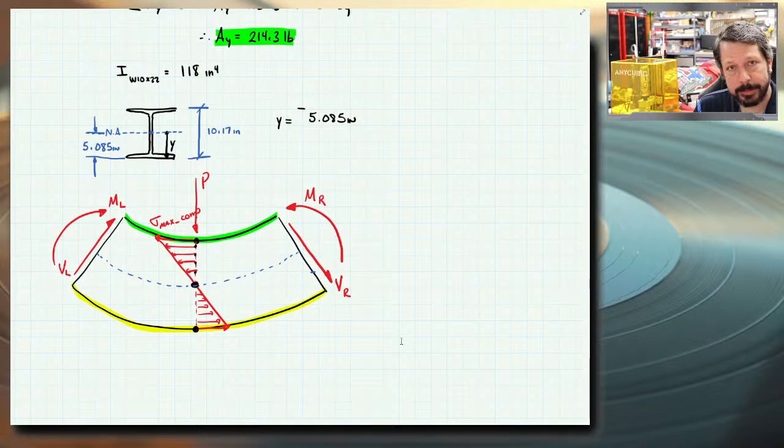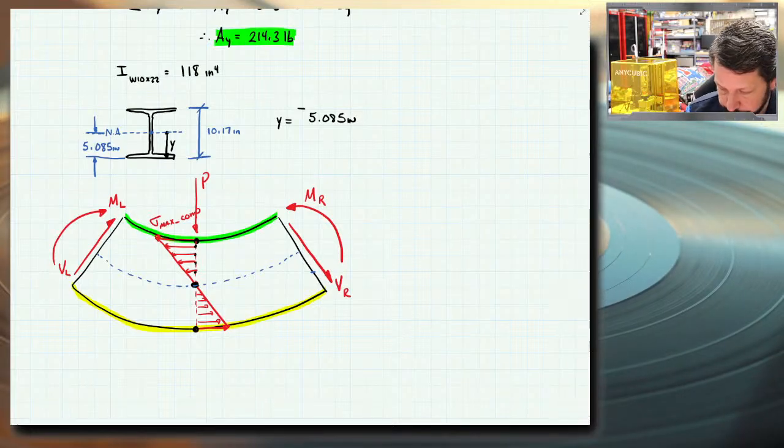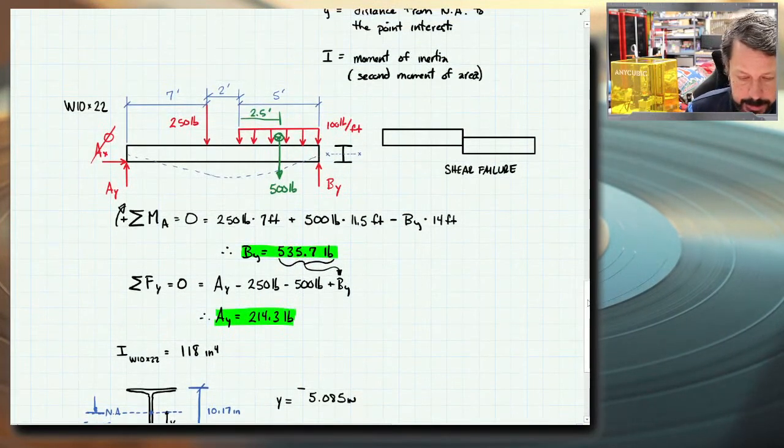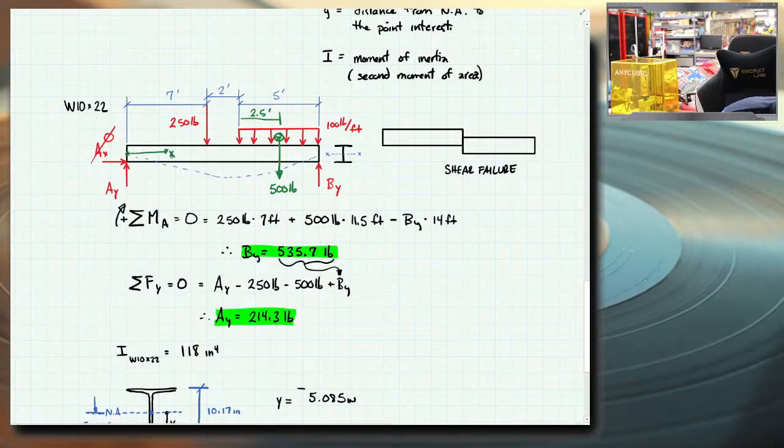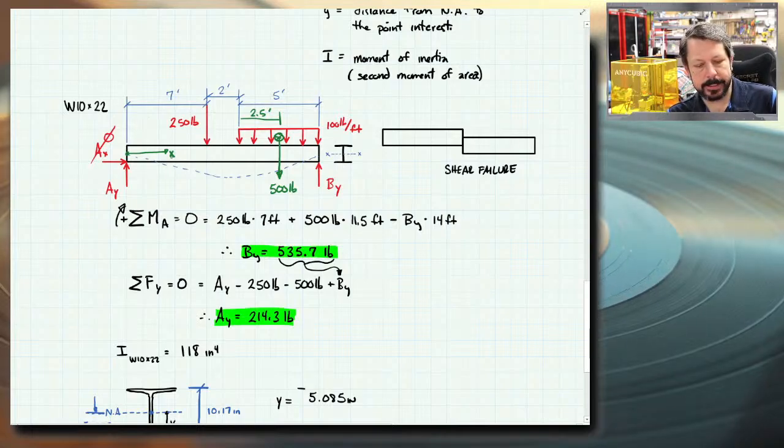From one end of the beam to the other end of the beam can have different internal bending moments. So in our beam, here's our x-axis, we have to decide where, from x equals 0 to x equals 14 feet, we're interested in finding the stress.